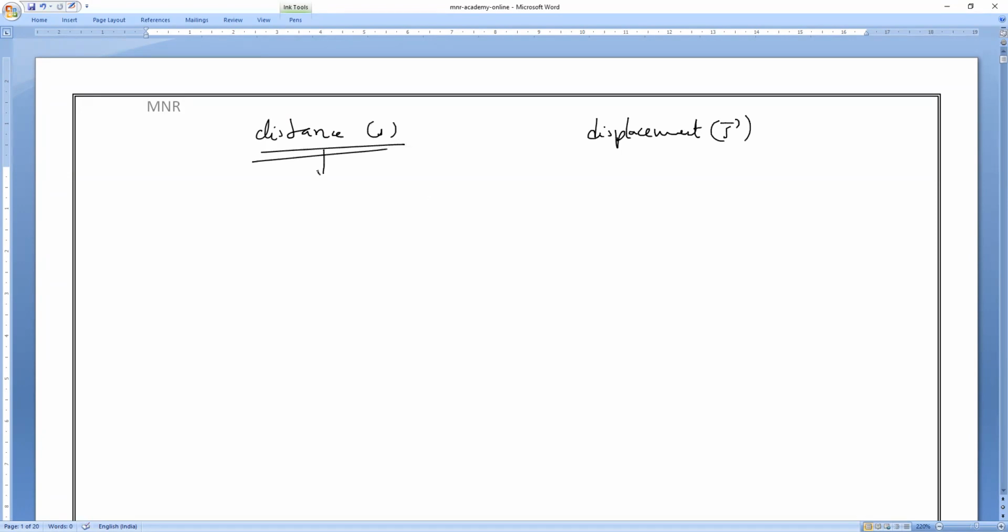You might have noticed, distance is what quantity? We have said that distance is a scalar quantity. And displacement is actually a vector quantity. Now, today we are studying speed as well as velocity.